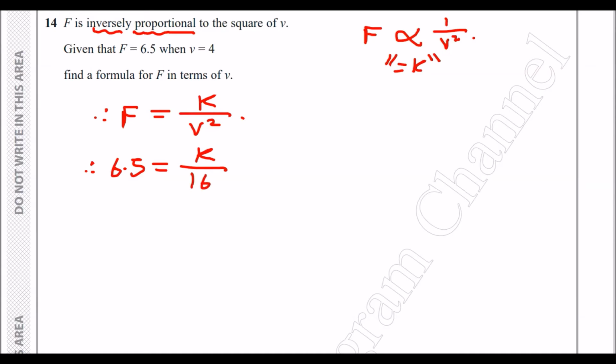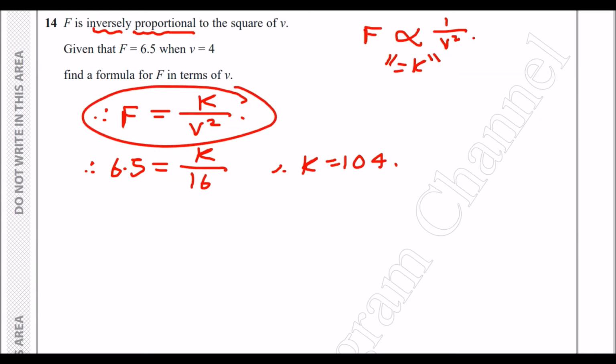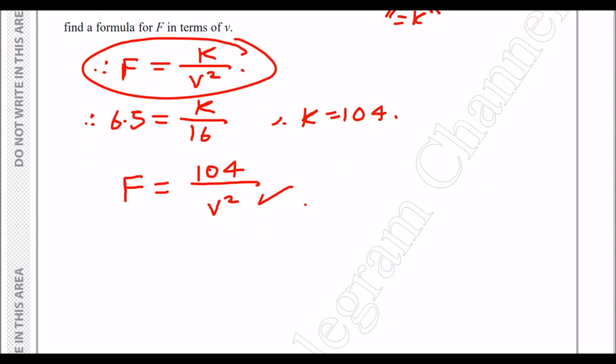To find the formula, we know the value k is here. If we make k the subject, we multiply 16 across, so 6.5 times 16 gives us k equals 104. This means that the formula now updates to f equals 104 over v squared. And that's it, guys. This question was quite easy, I think.